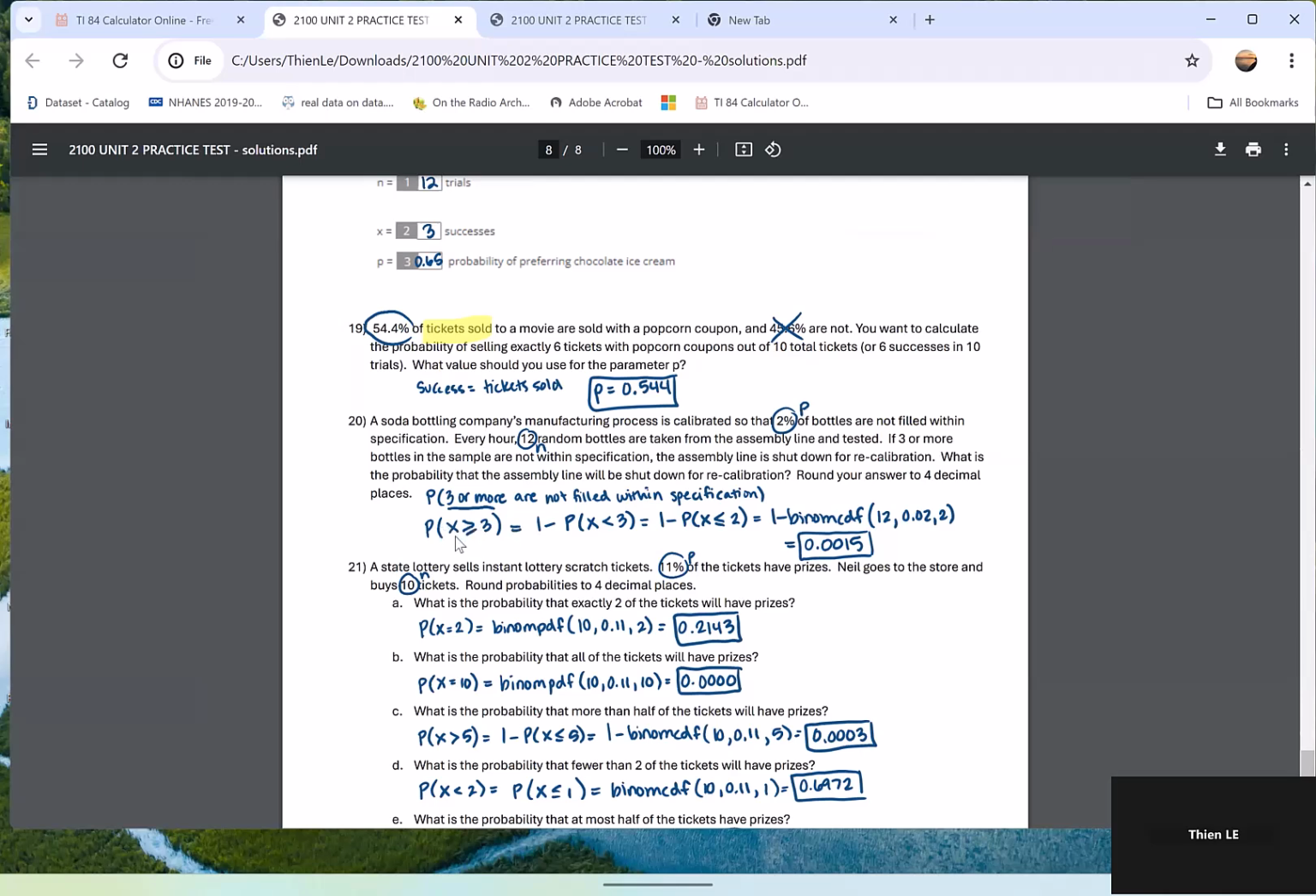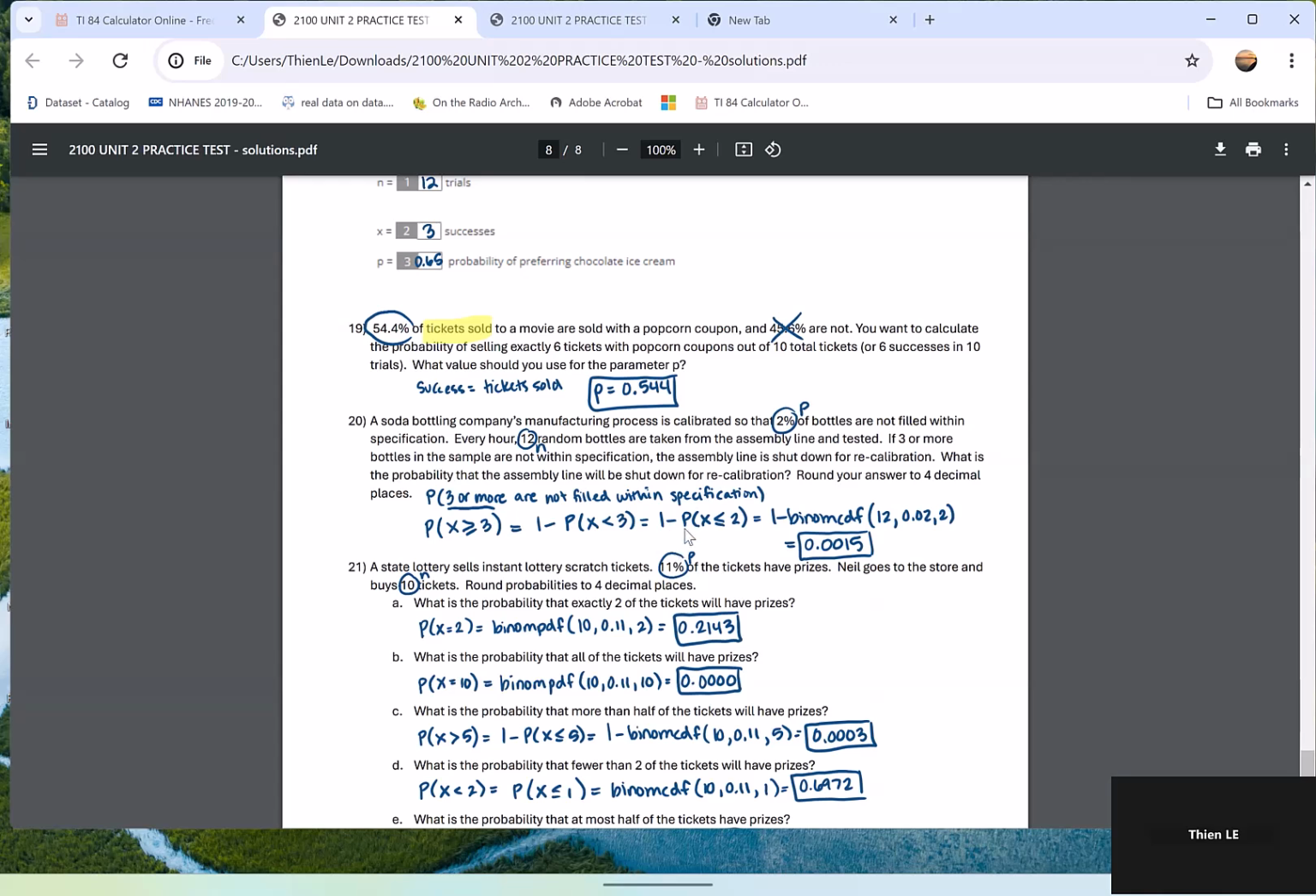Here you could go the direct route, from 3 and above, which means 3, 4, 5, up to 12, and calculate each probability and add them up. But we would not recommend that route. We should go another way around, which is to use a complement strategy. At least 3, from 3 and above, is 1 subtract less than 3.